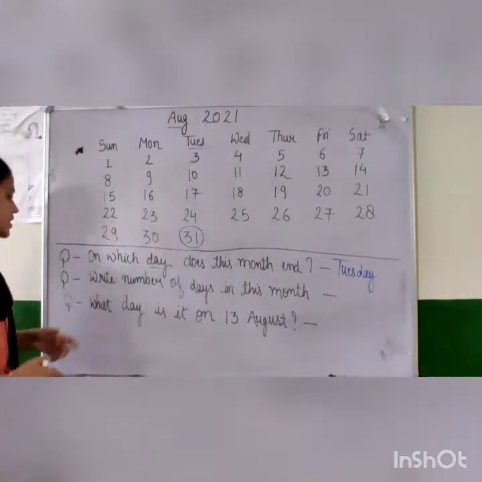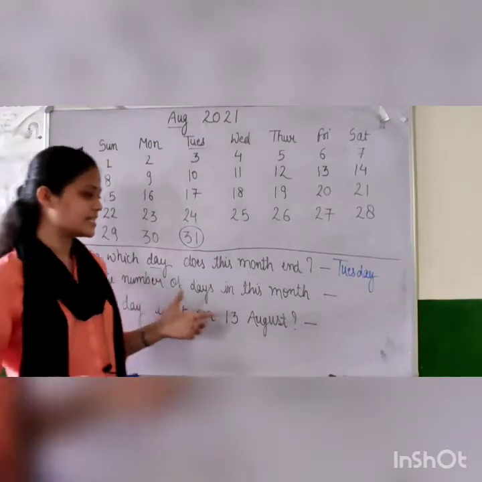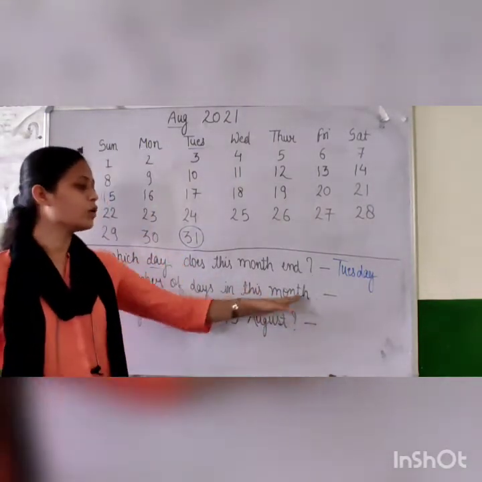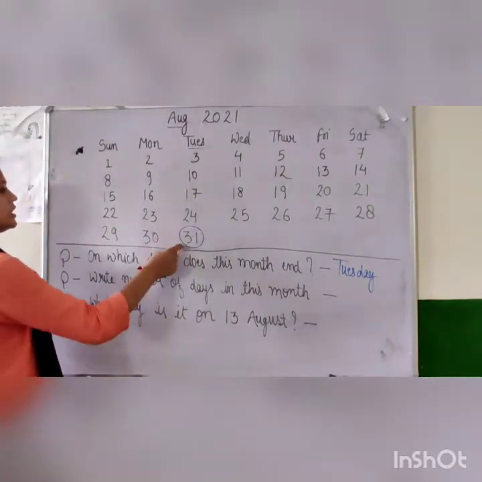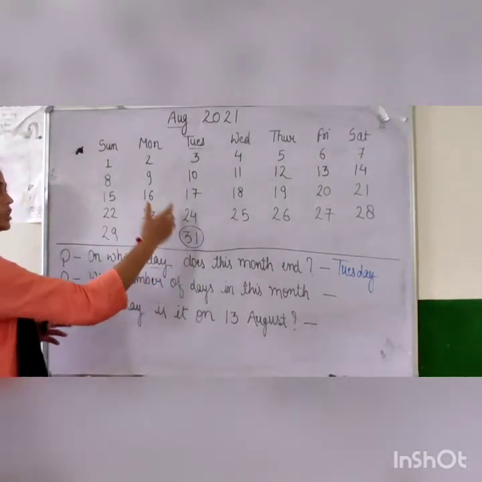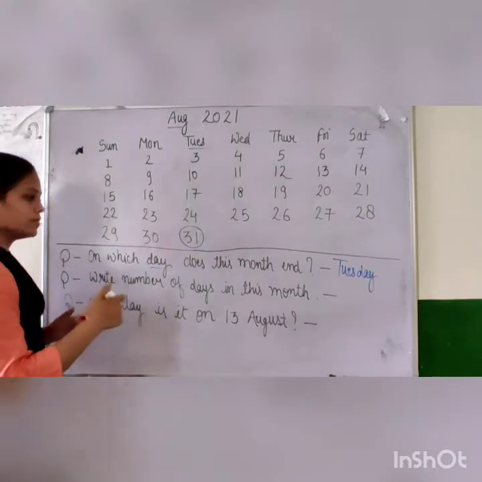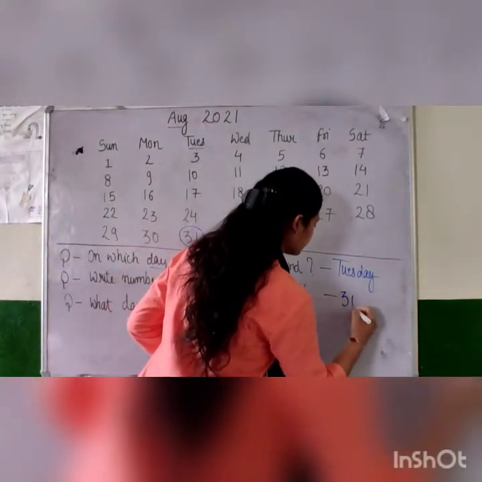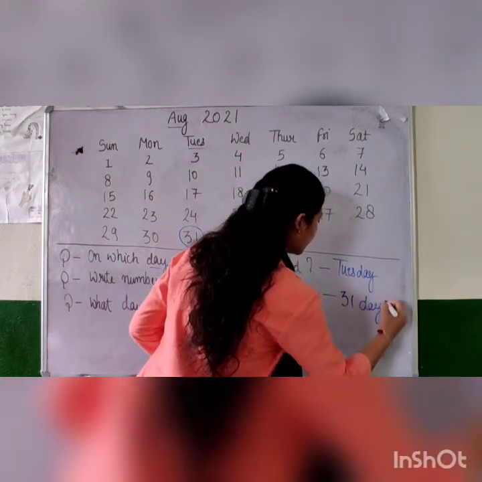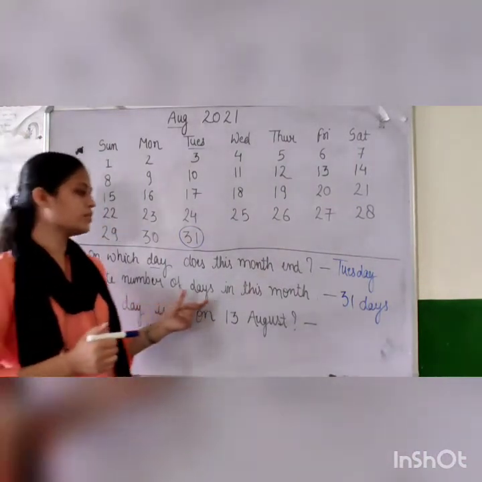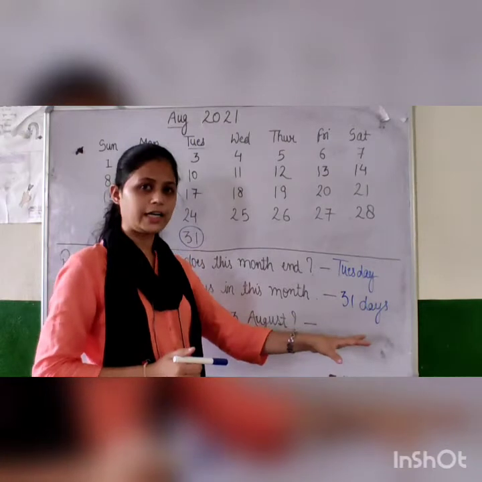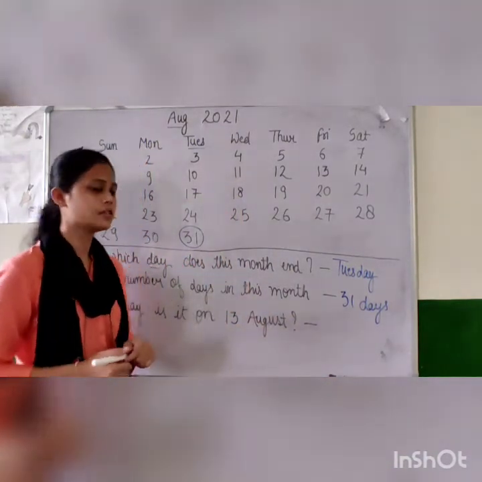Next is, write the number of days in this month. Now we have to tell the total number of days in this month. As we can see, there are 31 days. So we will write here 31 days. There are a total of 31 days in the month of August.